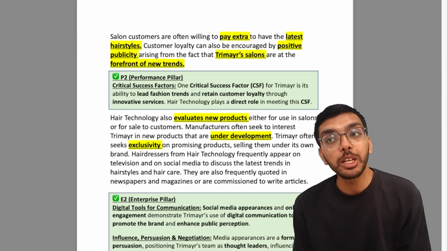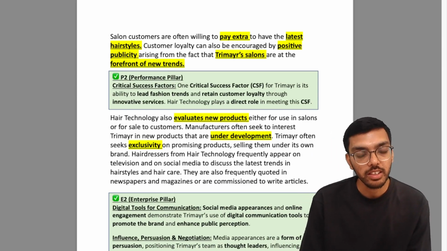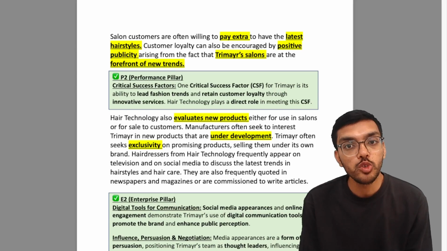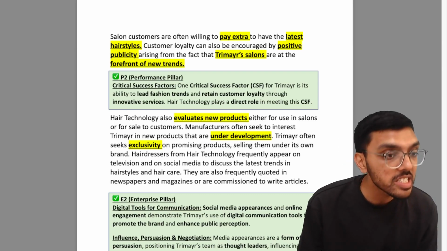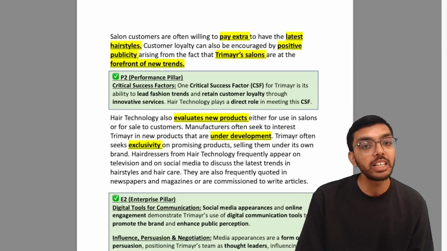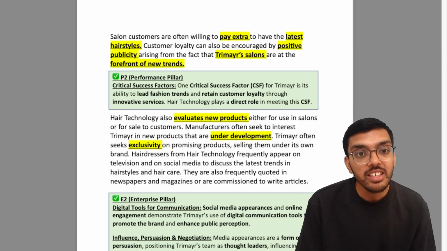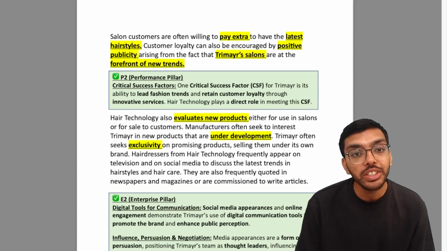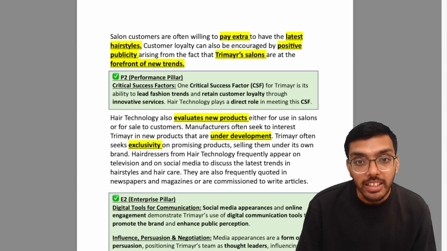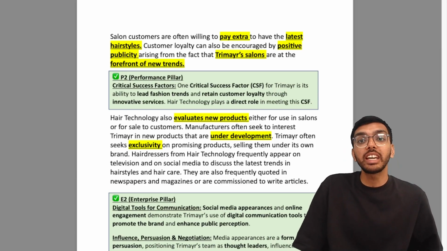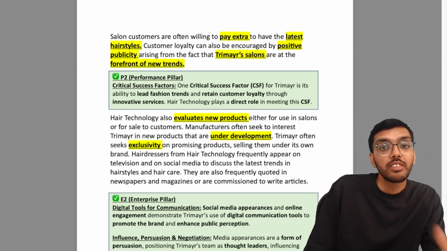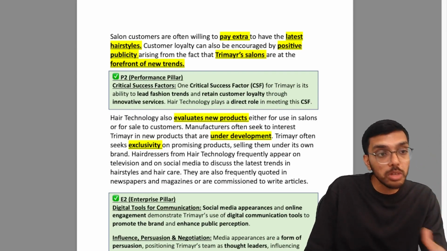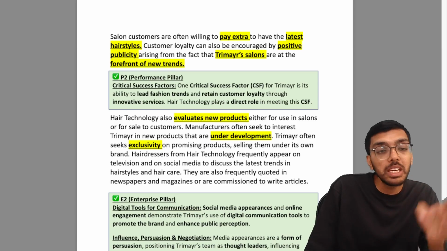Salon customers are often willing to pay extra to have the latest hairstyles. Customer loyalty can also be encouraged by positive publicity arising from the fact that Trimayr salons are at the forefront of new trends. So a critical success factor for this department and for our business overall is our ability to lead fashion trends. Hair technology plays a direct role in meeting this CSF, because if these people don't innovate, don't know fashion trends, then retaining your customers through innovative services will not be possible.